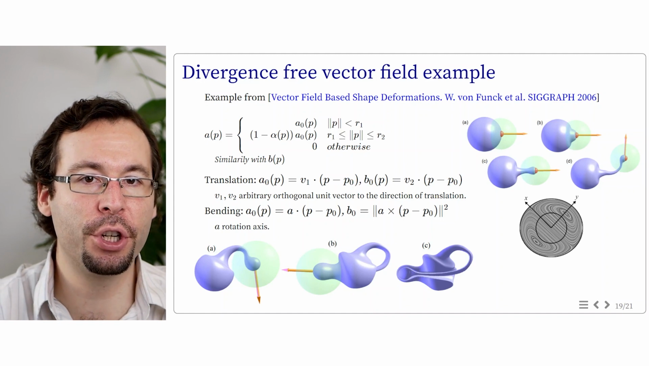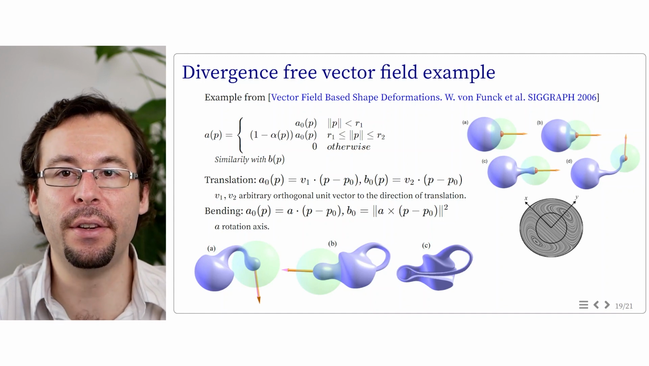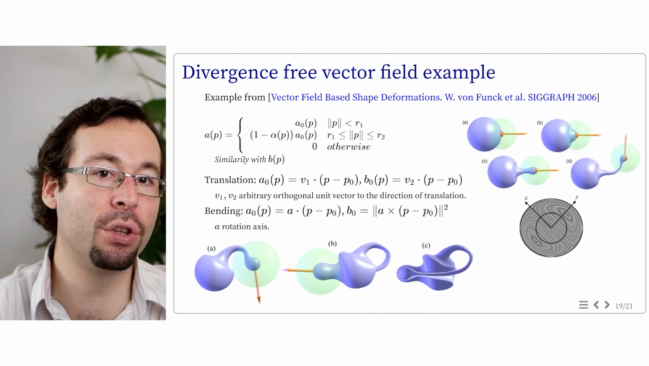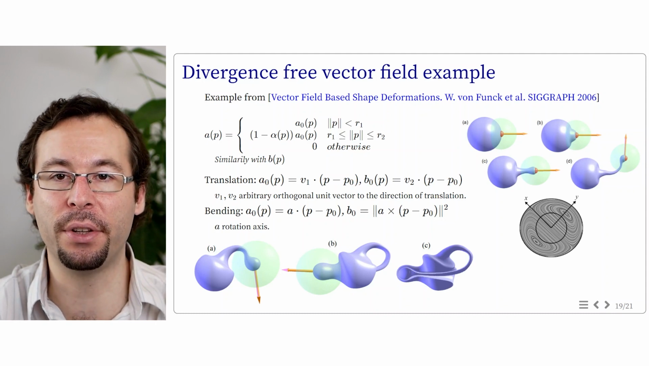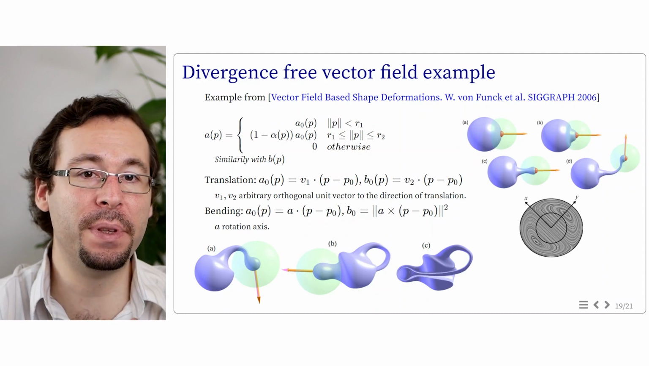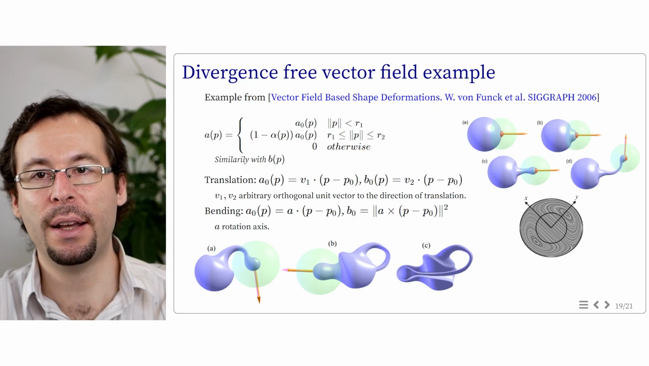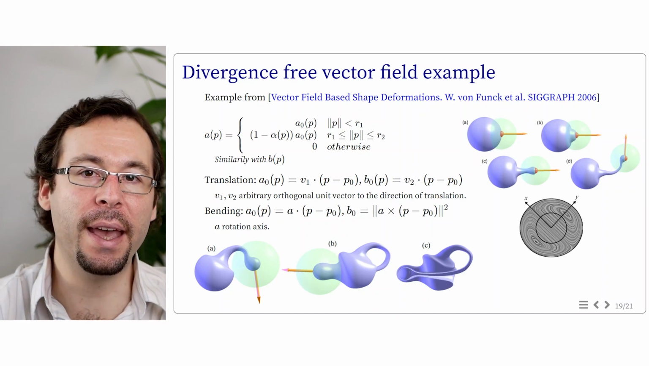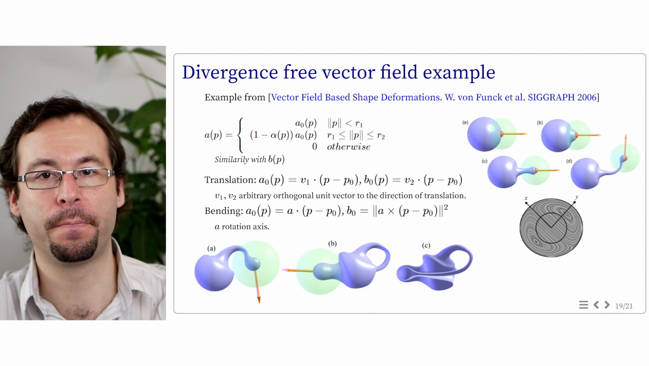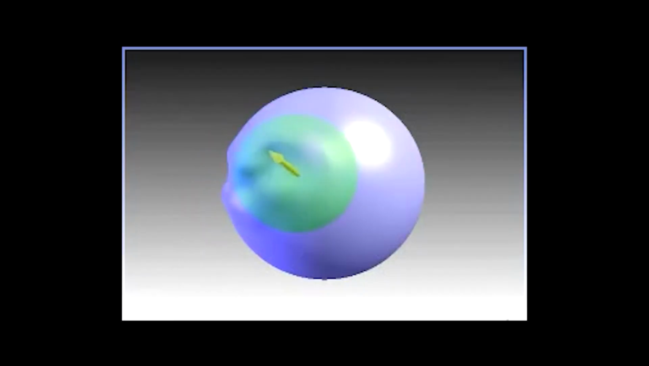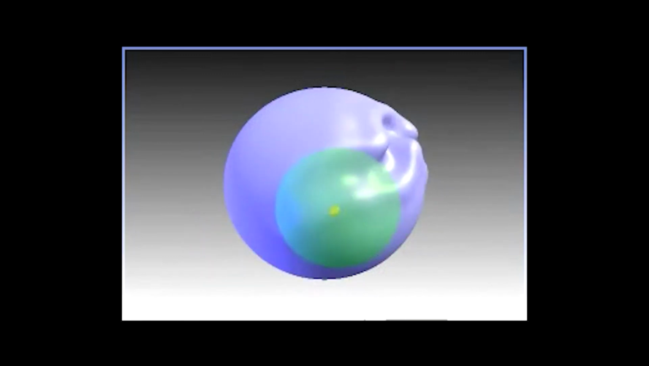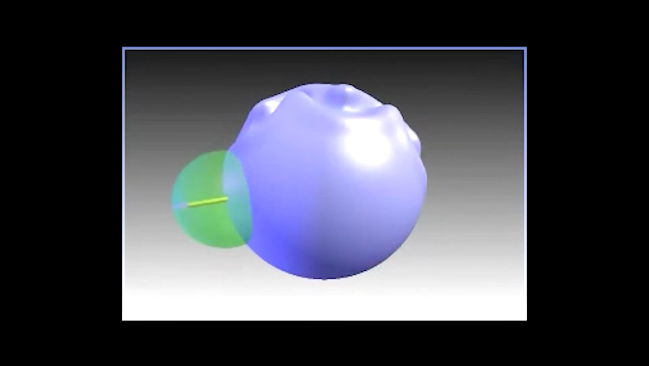Then a translation motion is defined by a constant vector field in the inner region, and it can be defined as the dot product between some vectors u and v that are orthogonal together and to the translation direction, and p minus p0, with p0 being the center of the rotation. And similarly, a bending can be defined with a linear and quadratic field, with A being the bending axis. And this is some result of such an approach, which is able to push and pull material like a piece of clay while ensuring that the deformation is volume preserving and free of self-intersection.